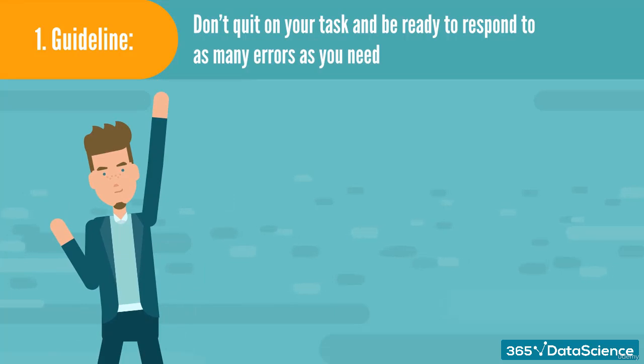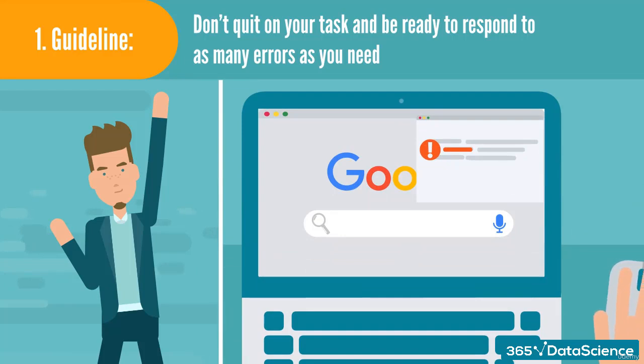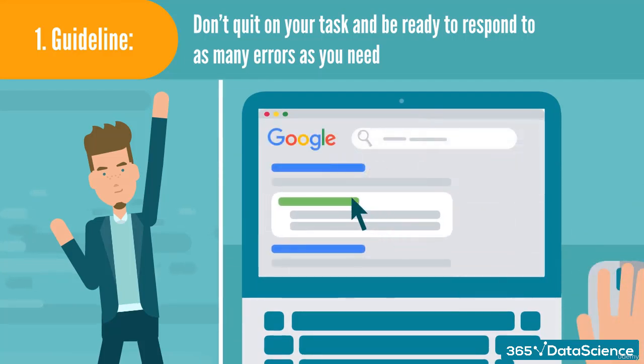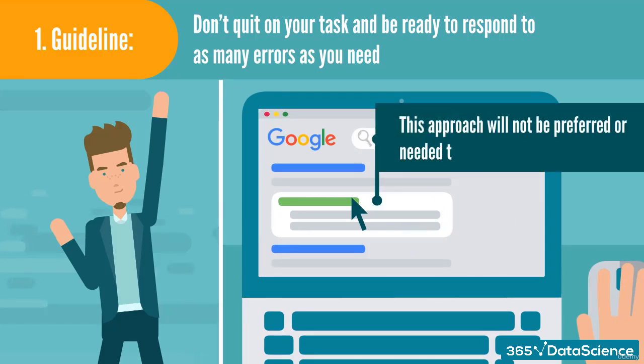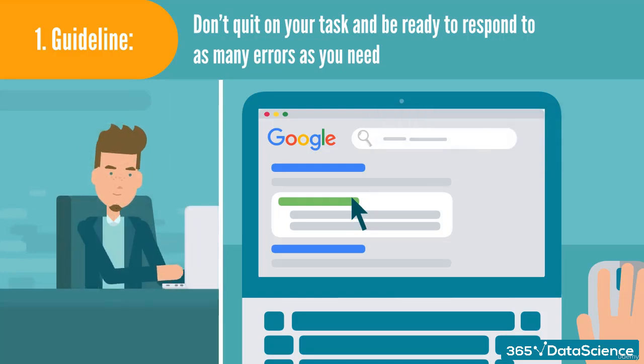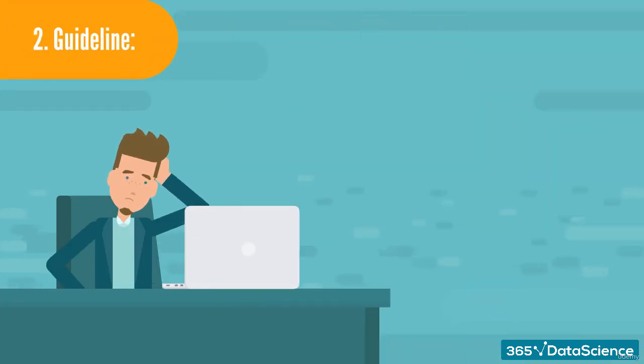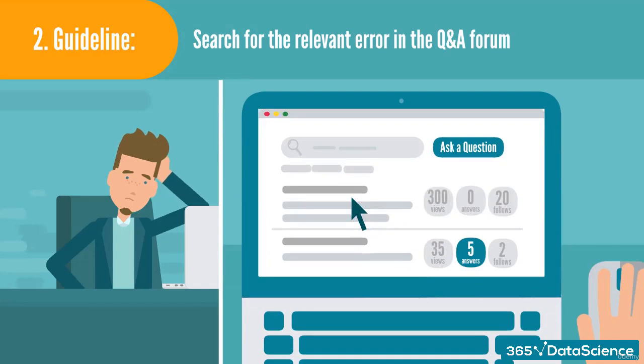Of course, this doesn't mean there's no place to get support from. For instance, you can Google the error. Just paste the last row of an error message online and see if there's a thread or a post that can help you solve the problem yourself. This approach will not be preferred or needed throughout the course, I believe, but will serve you a great deal after completing it, or also as a professional when you will already be an independent programmer. In other words, Googling the error is what you would do on the job, so it is good to get used to it.